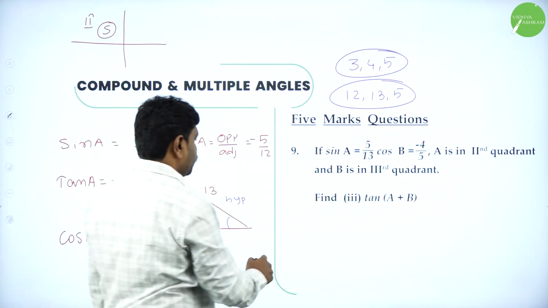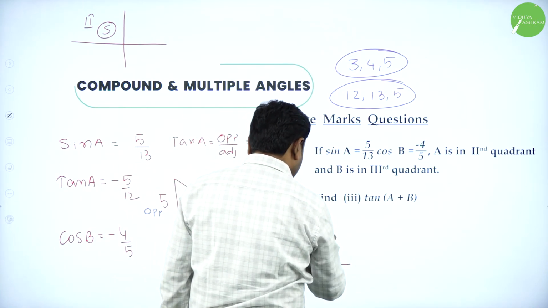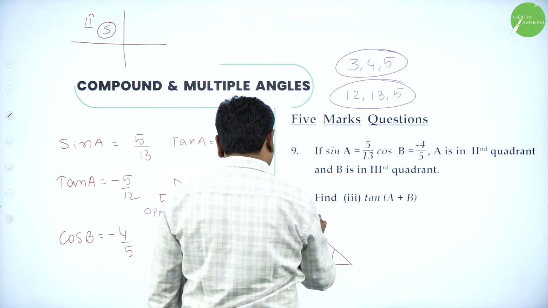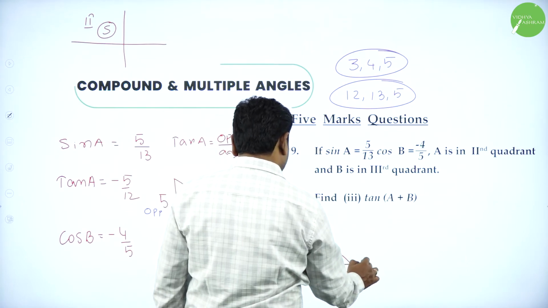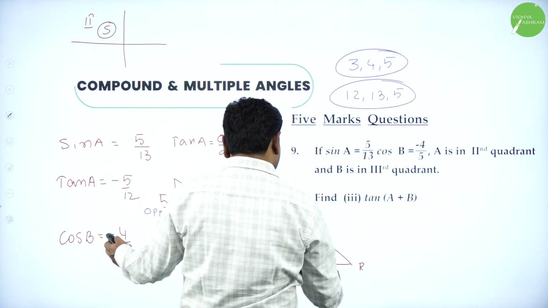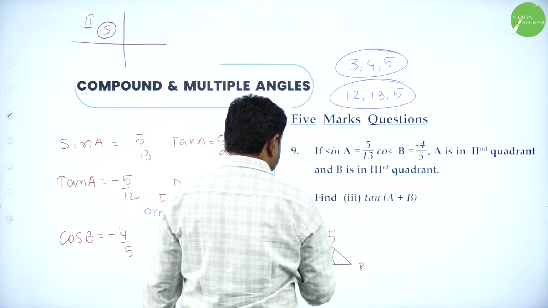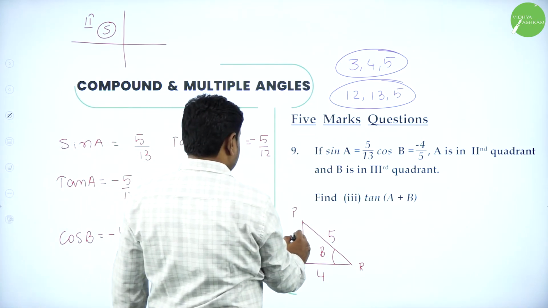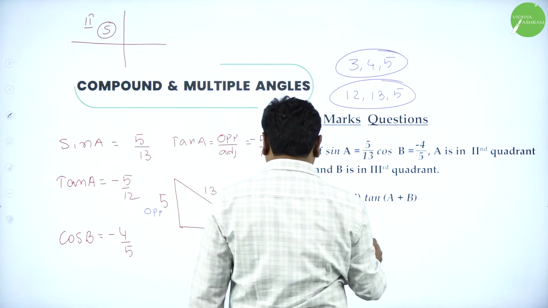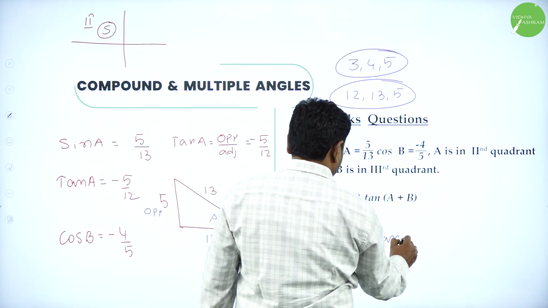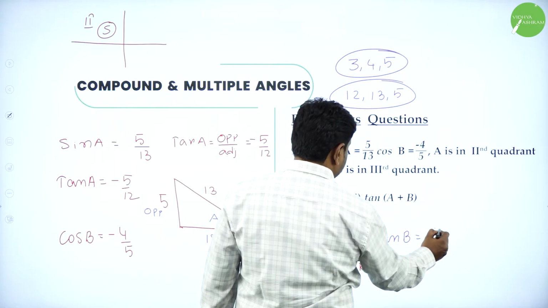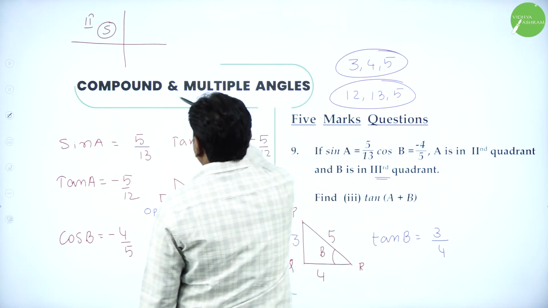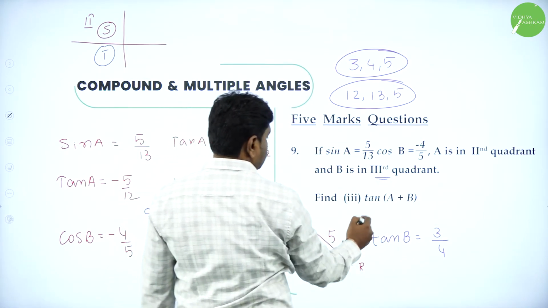If I construct a right angle triangle, B is the angle they told, and they give cos, which means adjacent divided by hypotenuse. What is the missing number? The opposite side is the missing number. 4, 5 is there, and the Pythagorean triplet gives 3. Directly you can write. Now from this we need tan. What is tan B? Opposite by adjacent, so 3 by 4. But B is in which quadrant? Third quadrant. All of you know in the third quadrant tan is positive. So positive 3 by 4.